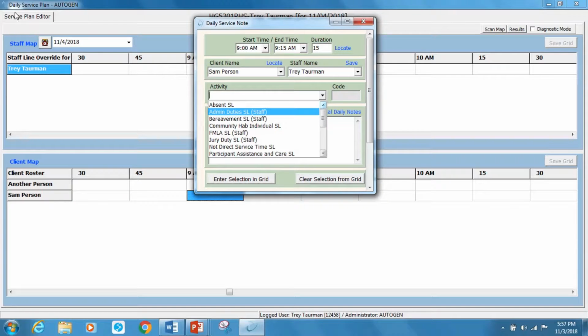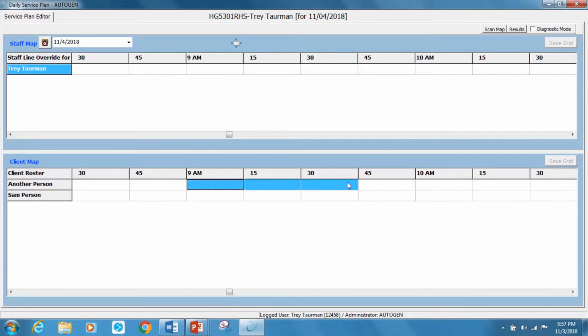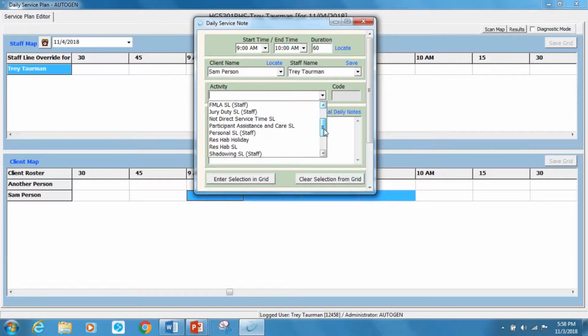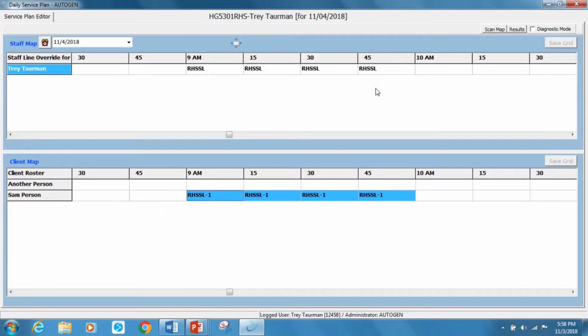So, in this instance, let's say this client is not in the house. However, my shift was from 9 a.m. to 10 a.m. and Sam was in the house. Now remember, if they're in the house, that is ResHab. However, starting at 10 a.m., Sam and I decide, hey, let's go see a movie. Well, once we leave the house, we're not in the house anymore. That's not ResHab, technically.